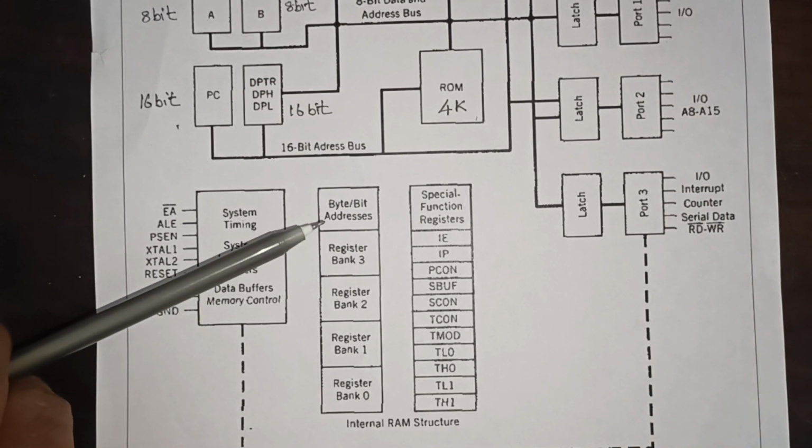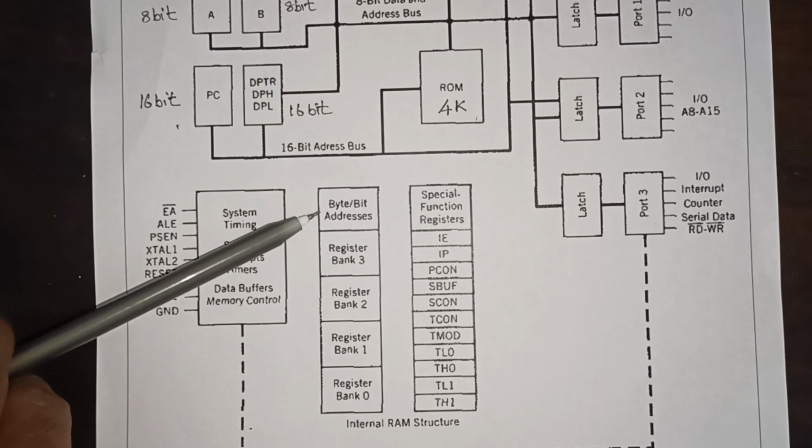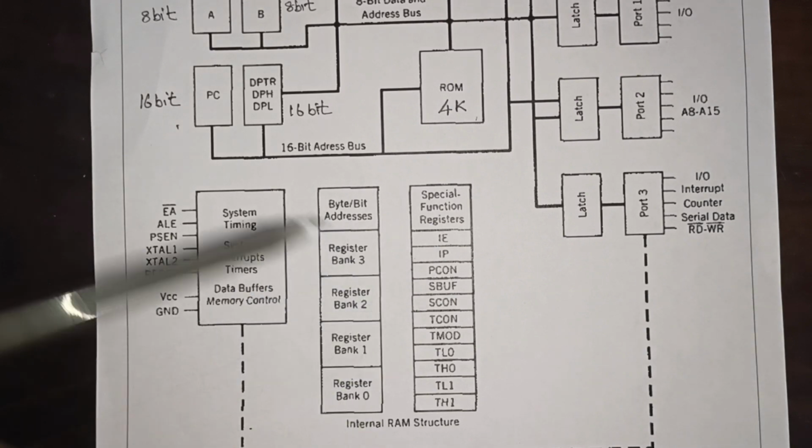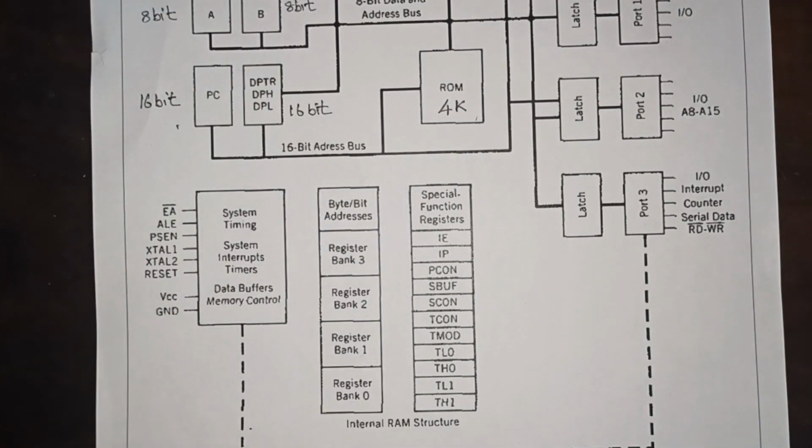Then we have byte or bit addressable areas. Then we have special function registers. These are needed for setting different parameters inside our microcontroller, and we will see each and every special function register later.